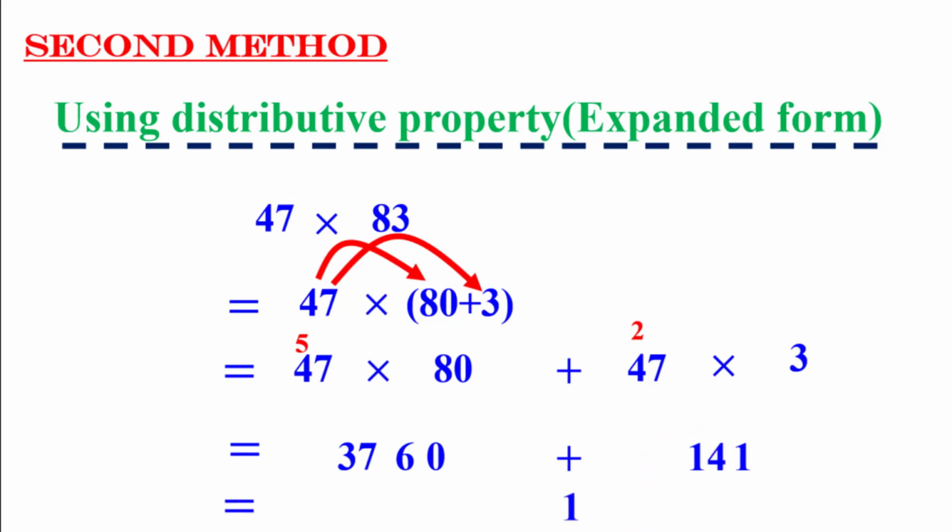Now we can add the two partial products. 0 plus 1 equals 1. 6 plus 4 equals 10. Write 0 and carry 1 over 7. 7 becomes what, guys? Yes, 7 becomes 8. 8 plus 1 equals 9. And bring down 3. So the product here is 3901.